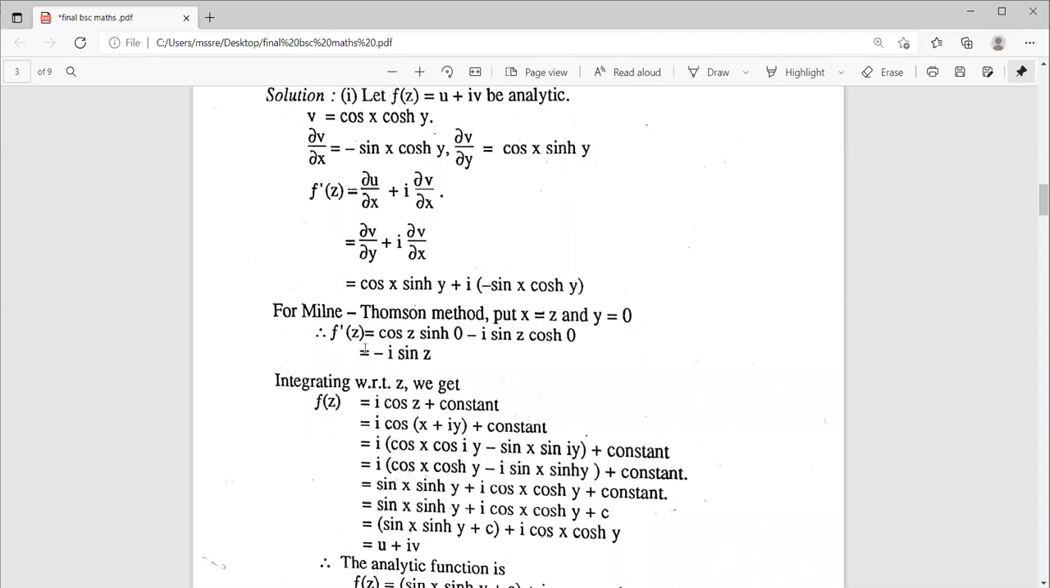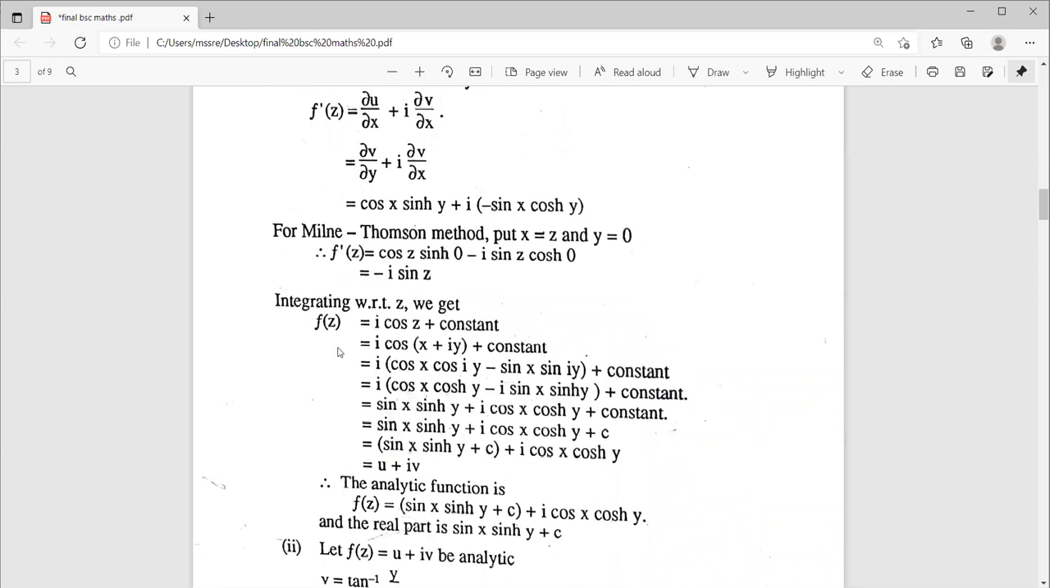Now you have to integrate both sides with respect to z. If you integrate, you will get f of z. F dash z integration, the integration of the differentiation of the function is the function itself. Therefore, you will get f of z equals I into differentiation of sin z is what? Minus cos z. Already all minus is there. Therefore, it becomes I cos z plus constant.